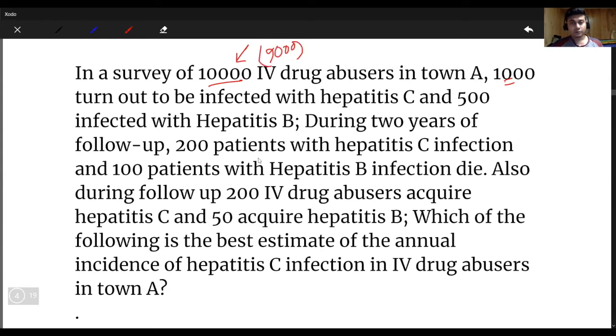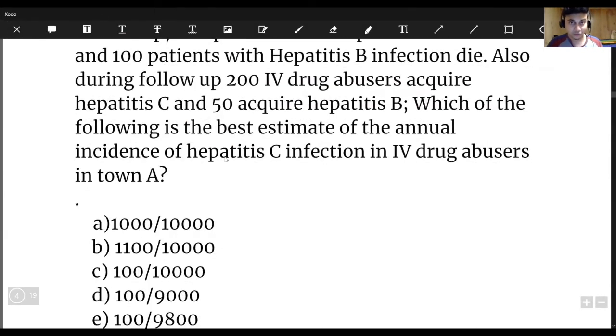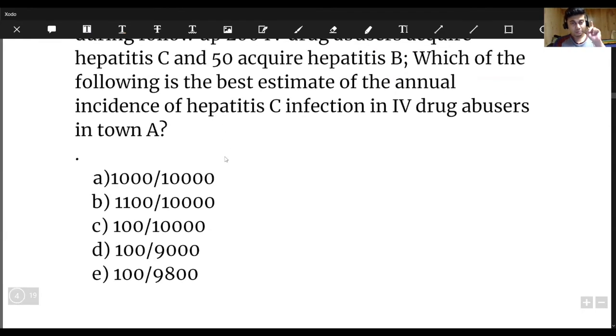Now, also, if you look, the incidence is 200. They gave you that 200 new people get hepatitis C. But again, this is over 2 years. So you cannot say when these 200 people got the disease, whether at the beginning, the middle, or the end. You don't know. Now, the only option that best estimates your answer is option D, which none of you chose. I don't know why, but the answer is D. So D is the answer.